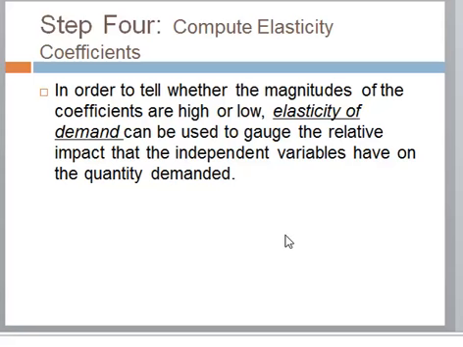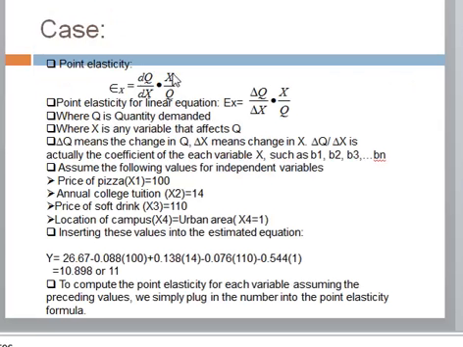After checking the signs and the magnitudes of the equation, the next step is to compute the elasticity coefficient. Why? In order to tell whether the magnitudes of the coefficients are high or low, elasticity of demand can be used to gauge the relative impact that independent variables have on the quantity demanded. Here we are using point elasticity. Why not arc elasticity? Because we are not measuring the elasticity over part of the demand curve. We try to find the elasticity at a certain point.